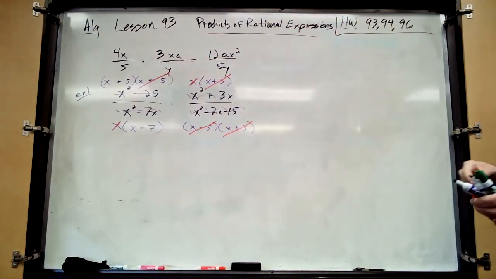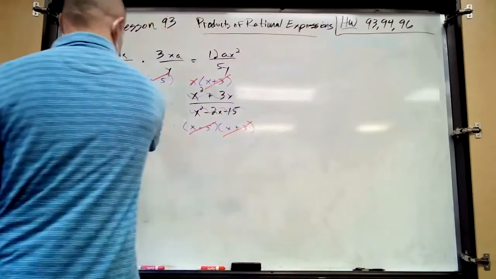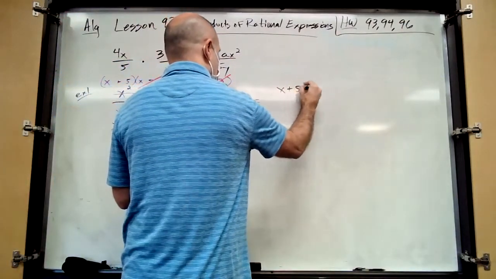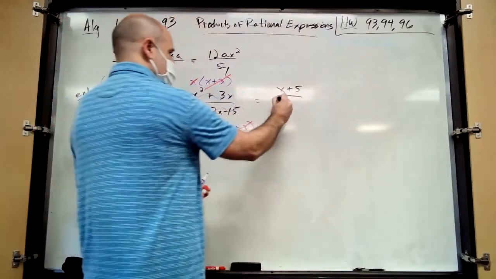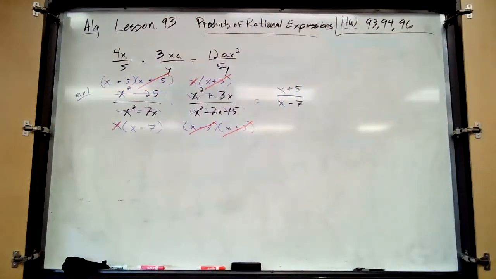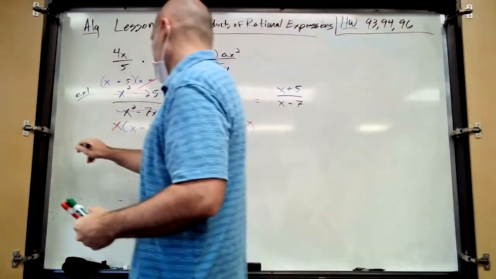Okay, so now what are we left with? Now we just go straight across. We just have an x plus 5 on top and an x minus 7 on the bottom. Tell me that's not at least a little bit satisfying. We went from this crazy multiplication problem to a cute little x plus 5 over x minus 7. Doesn't that satisfy your soul? At least a small percentage of satisfaction. Okay. All right. Good. Good.